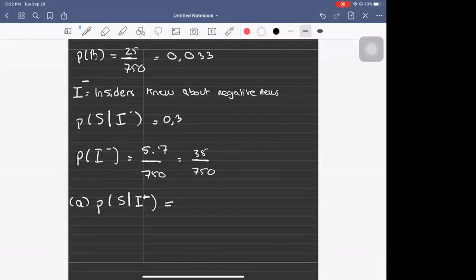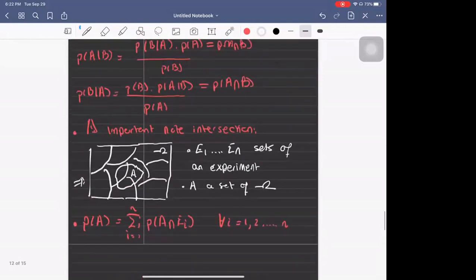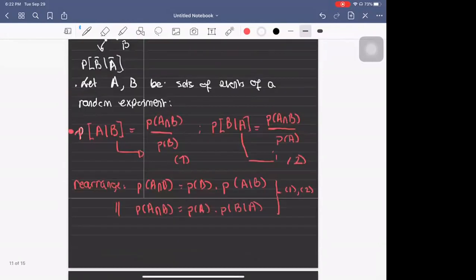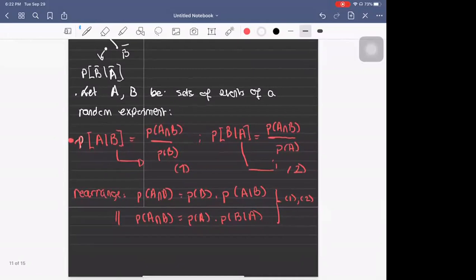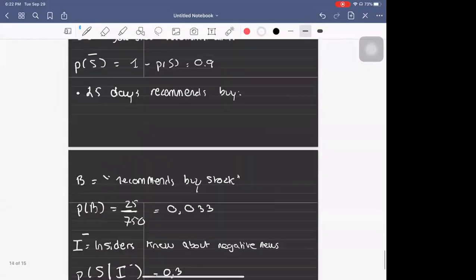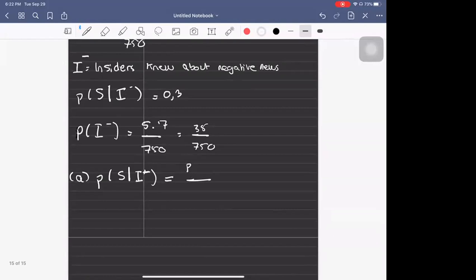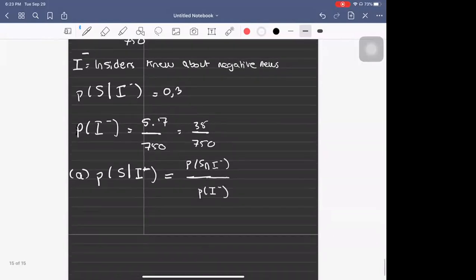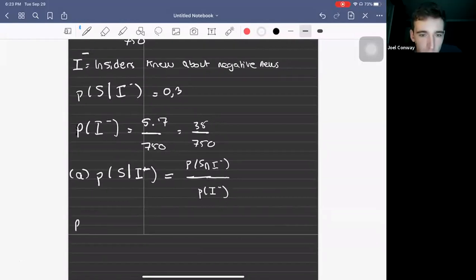So this is conditional probability, basic stuff that I just enunciated to you just before. Here's the formula. Probability of A given B is equal to probability of A intersection B over probability of B. So that would be equal to probability of S intersect I minus, the probability that she says sell and insiders knew about the negative news, divided by the probability that the insiders knew about the negative news. Excuse me, is that a plus sign on the I for A?